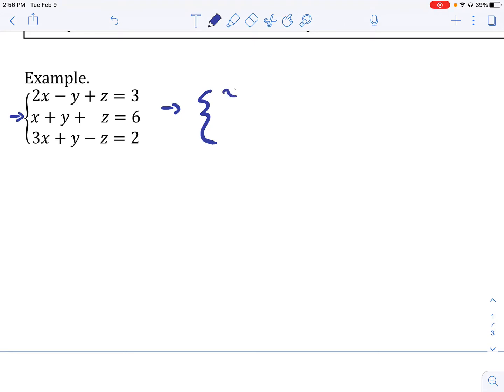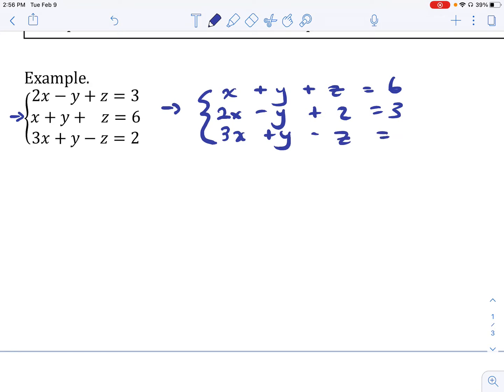In other words, this would be x plus y plus z is equal to 6. And I'm going to take my original row 1 and make it my new row 2. So this would be 2x minus y plus z is equal to 3. And I'm going to keep my row 3 the same. So 3x plus y minus z is equal to 2.